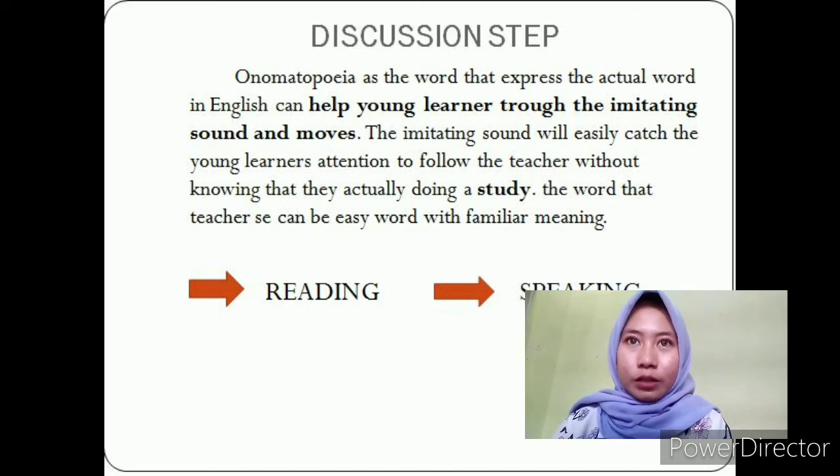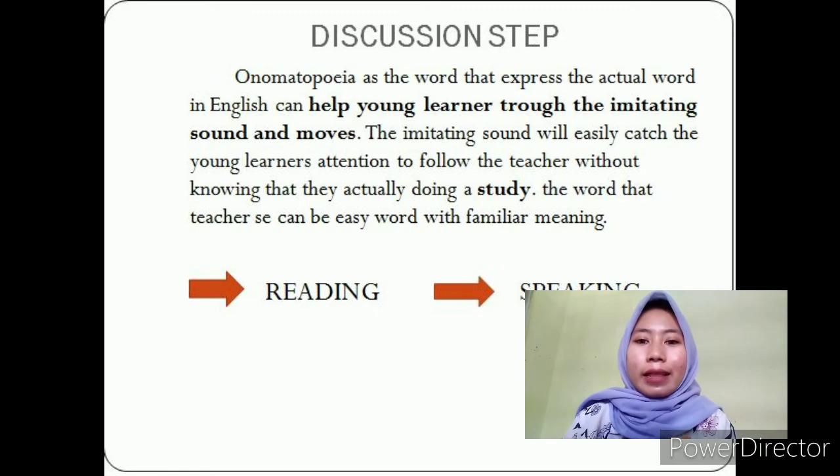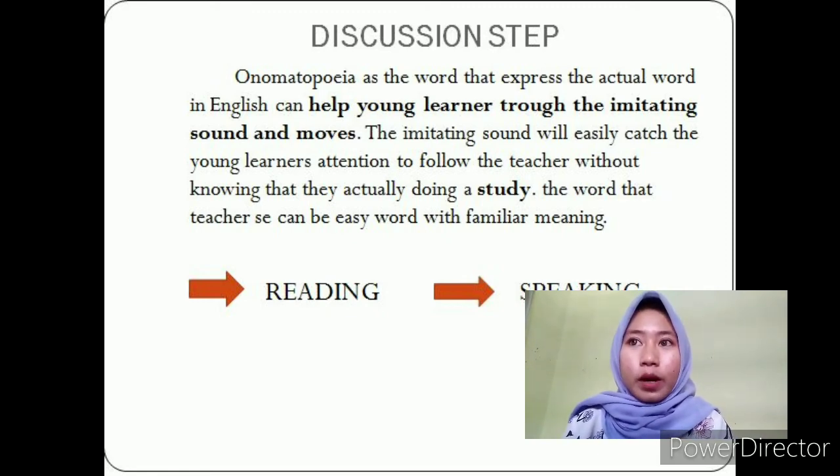Now, discussion. In this discussion, onomatopoeia as the word that expresses the actual word in English can help young learners through the imitation sound and moves. The imitation sound will easily catch the young learner's attention to follow the teacher without knowing that they actually doing a study. The word the teacher can say can be easy word with familiar meaning.